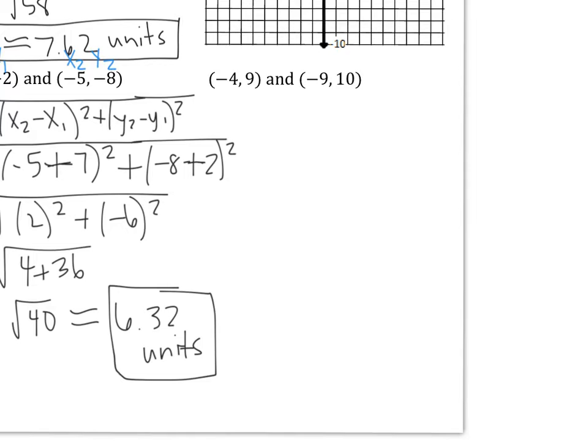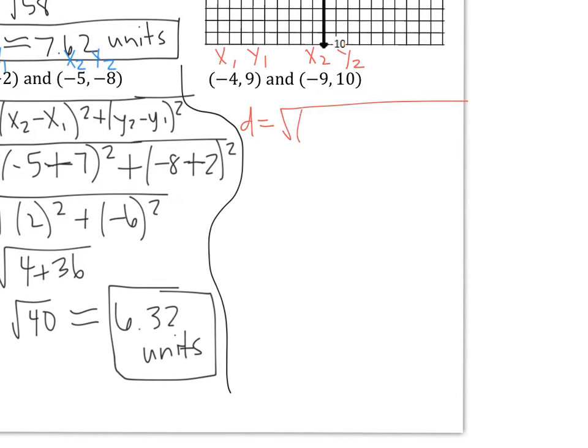Negative 4, 9, and I'll just draw a little line in here so that we don't get confused with the last example. So I'll go ahead and label x1, y1 for negative 4, 9, and then x2, y2 for negative 9, 10. So here we go. I'll change colors. So distance equals, again, we know the formula. So let's go ahead and plug in our values. So let's see if we have it memorized. So x2 minus x1 would be negative 9 minus negative 4 squared. Chop, chop turns to a plus y2, which is 10, minus y1, which is 9 squared.